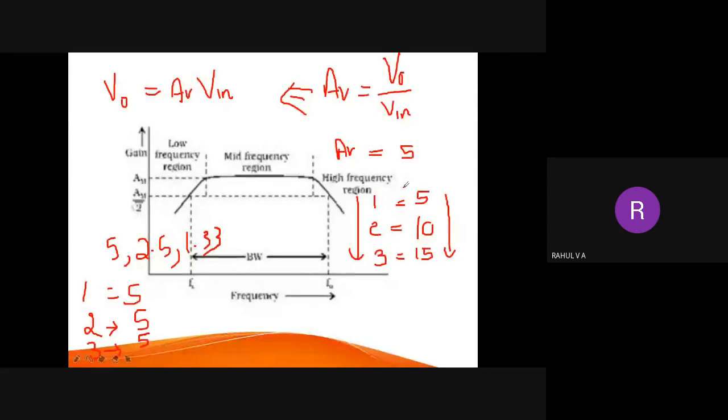The amplifier is not working properly. That is the meaning of that. So it is very important to have a constant gain so that when the input changes proportionally, the output changes too. Is it clear for you? Why we require constant gain?